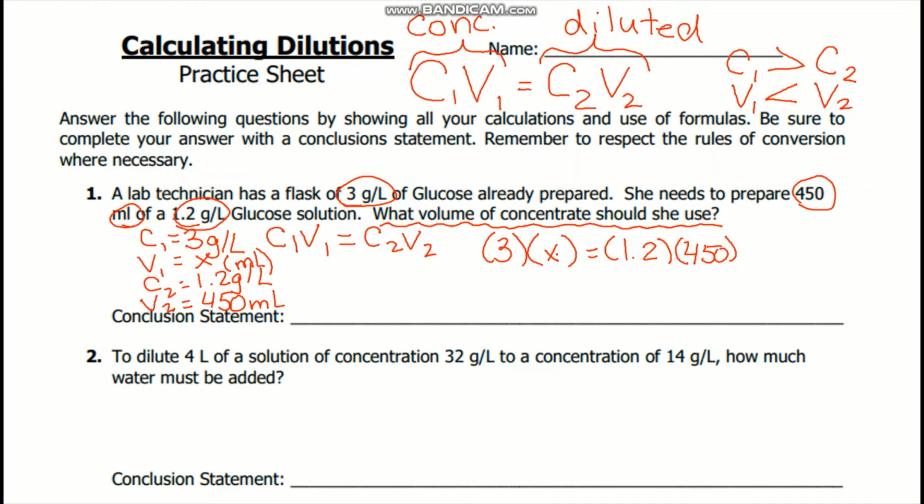And in order to do that, I'm going to walk you through the math to make sure that this makes sense. So having said this, we have 3x because 3 times x is equal to the product of this. And that product, after we use our calculators, is 540. At that point, we would like to isolate our variable.